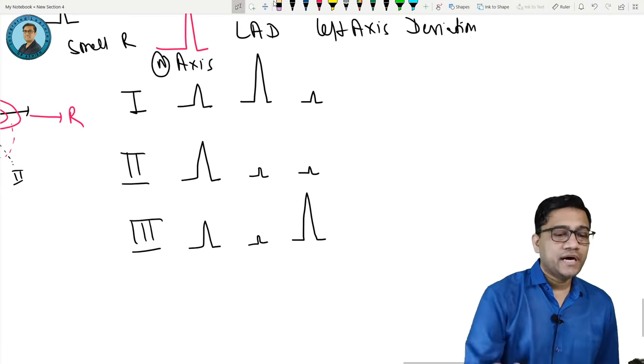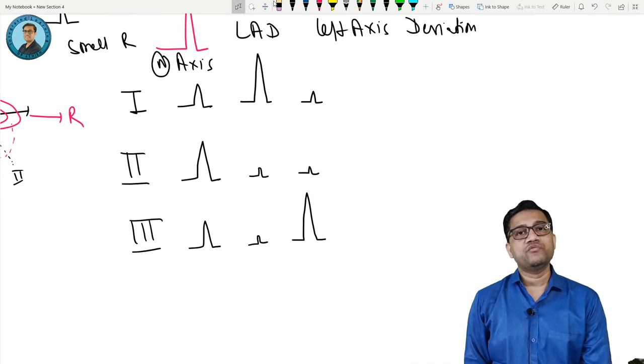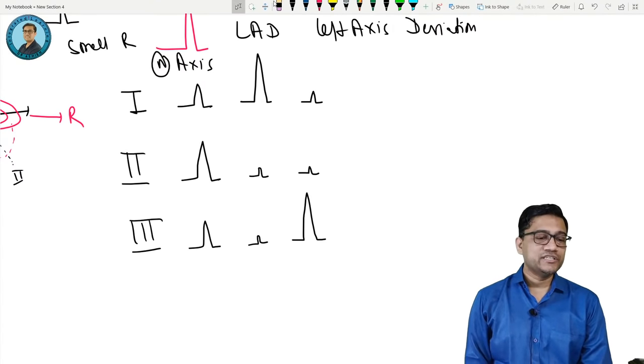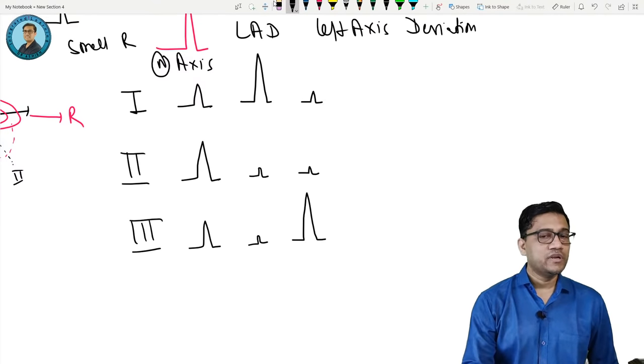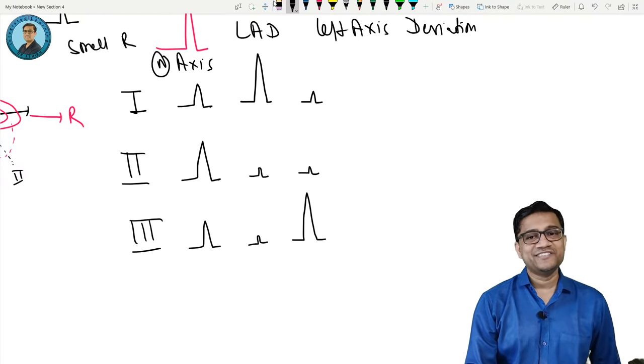Where is the wave bigger here? So where is the wave largest here? Can you tell me which axis? Here, here. 3 or 1? 3, yes or no? So what is this one? Yes, this is right axis deviation.